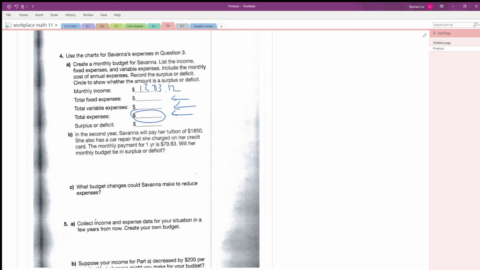4B, in the second year, Savannah will pay her tuition of $18.50. She also has a car repair that she has charged on her credit card. The monthly payment for 1 year is $78.93. Will her monthly budget be in surplus or deficit? So again, now we have some new information, and you're going to add into this your information here.